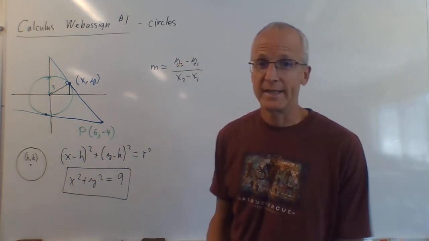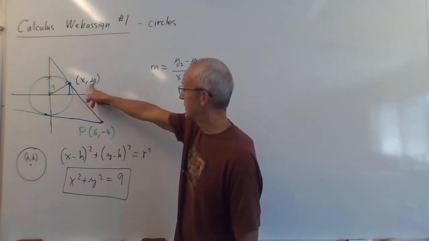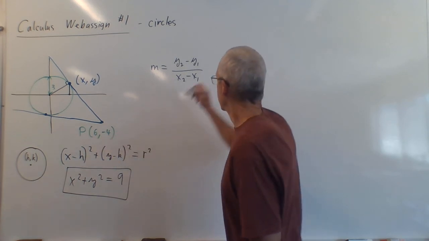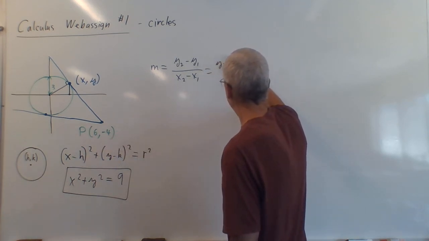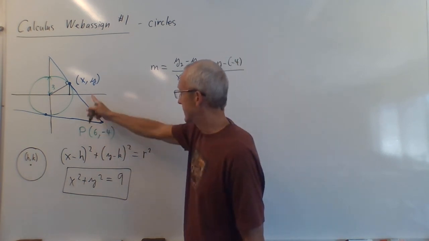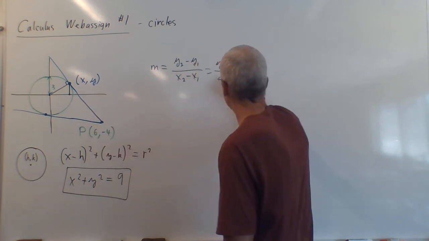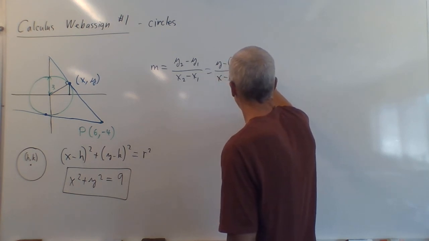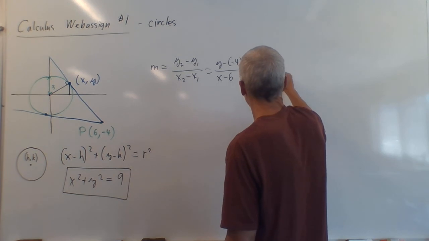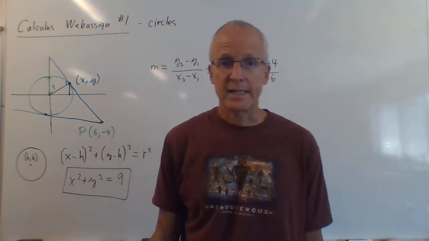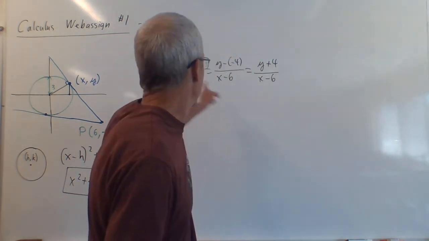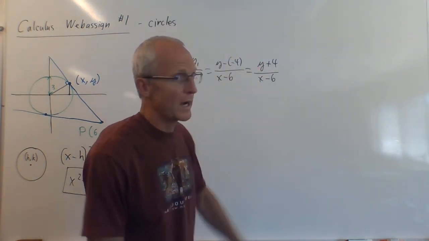And just choose one to be the second point. So let's choose this one to be the second point. So we go y minus -4, divided by x minus 6. So of course that's y plus 4 over x minus 6. That's one way to get the slope. But that's not really an equation. We don't know what m is, and we don't know what x is, we don't know what y is.